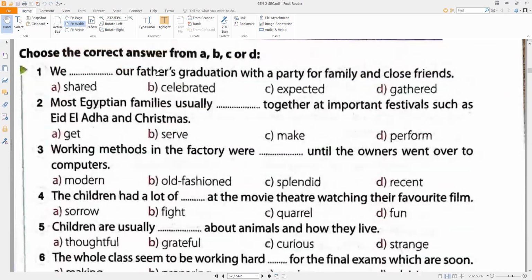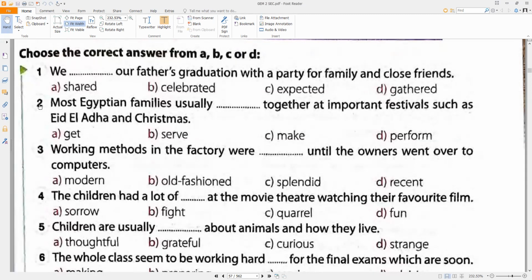Let's go to the exercise. Who can answer the first one? Number one: we celebrated our father's graduation with a party for family and close friends. Shared, celebrated, expected, gathered. Yes, number one is celebrated. Very good.